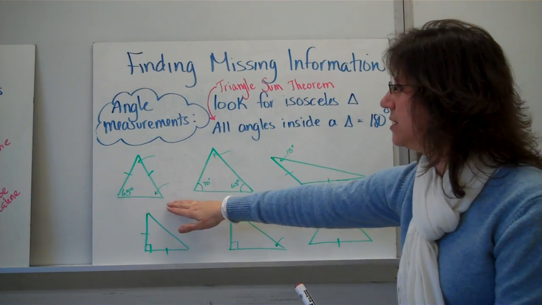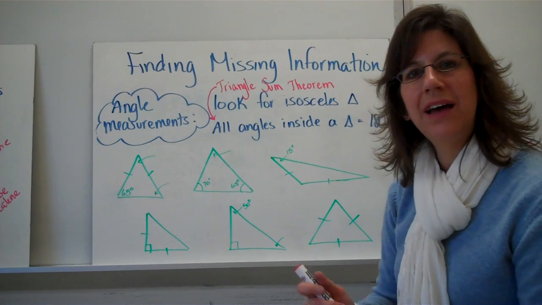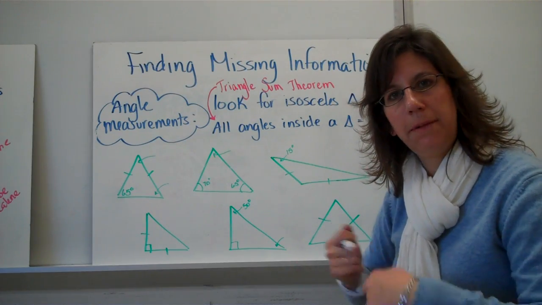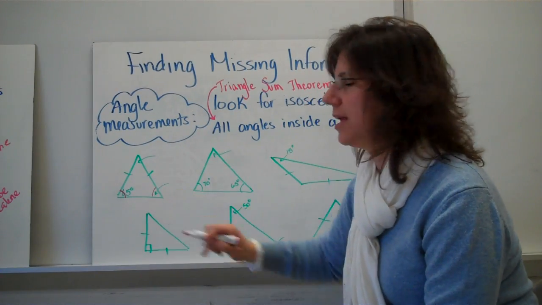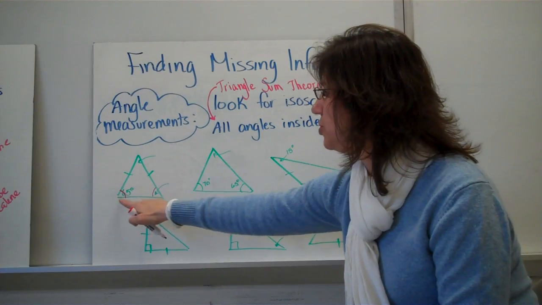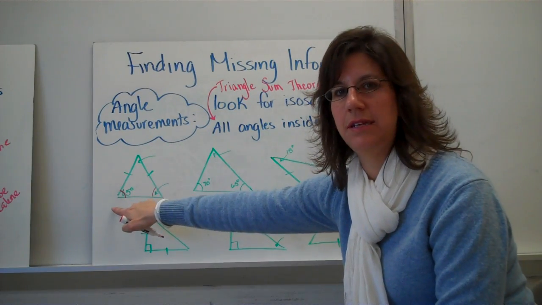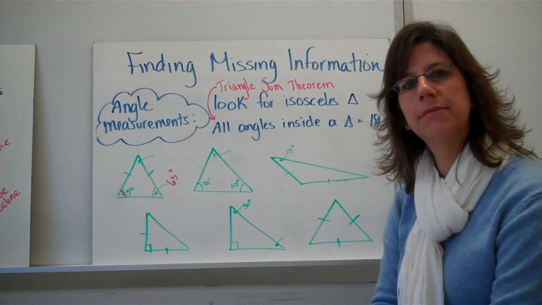Okay? Take a look at this triangle right here. Do you see how they both have tick marks? Well, not only does that mean that the sides are the same, but it also means that the angles at the bottom are the same. Those little tick marks tell you that those two angles will be the same. So if this one's 65, that means this one is also 65 degrees.